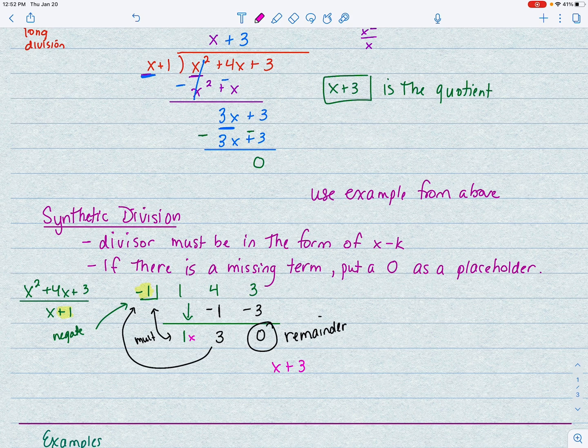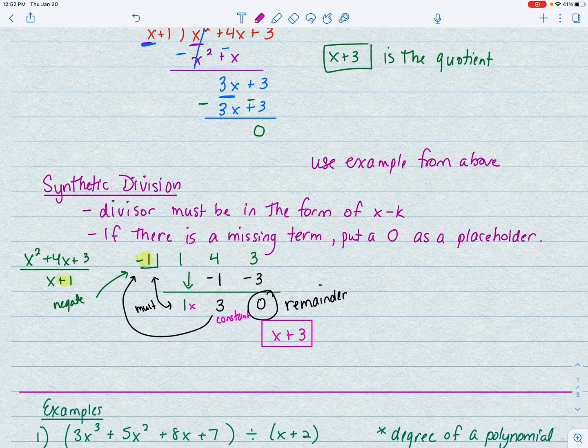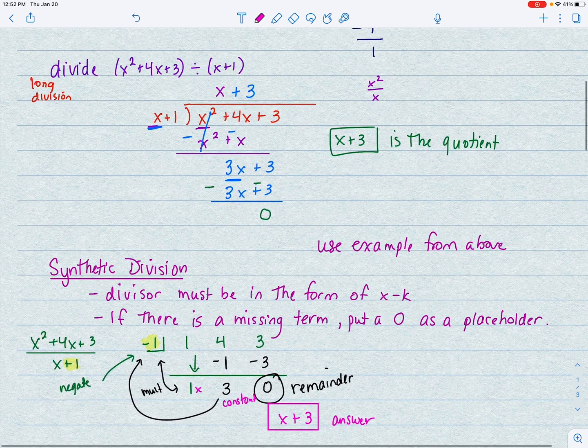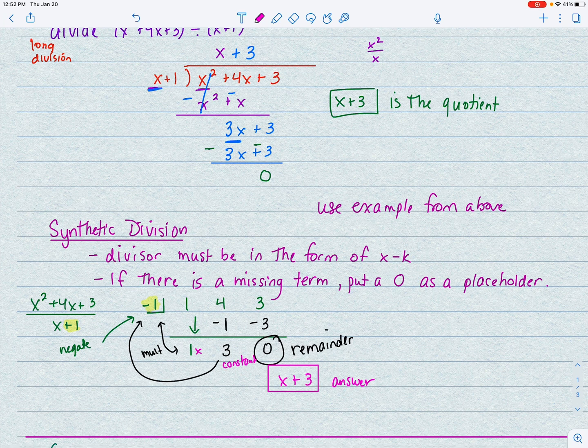But the last number you get is the remainder. The next number you get is a constant. And then if you keep going to the left, you get an x. If there's another number, it'd be x squared. This is the answer. Now, the reason the answer is only x plus 3 is we were dividing an x squared by an x plus 1. You're only going to get something to the first power, which is x plus 3. So doing it by synthetic is quicker than doing it by long division, but you get the same answer.